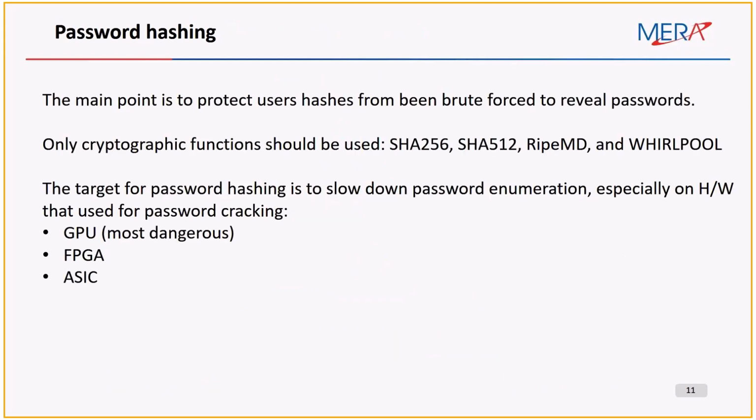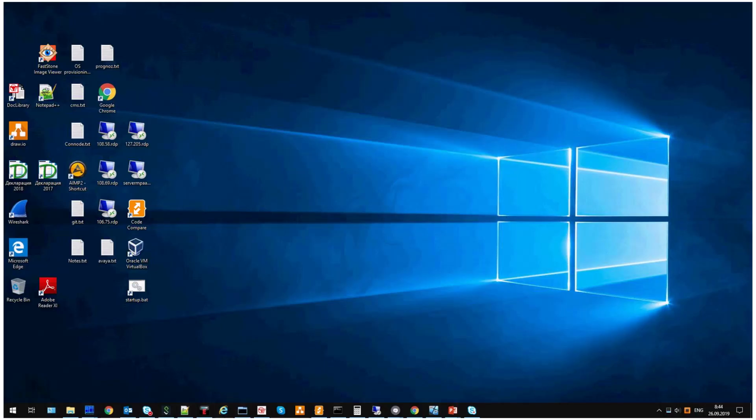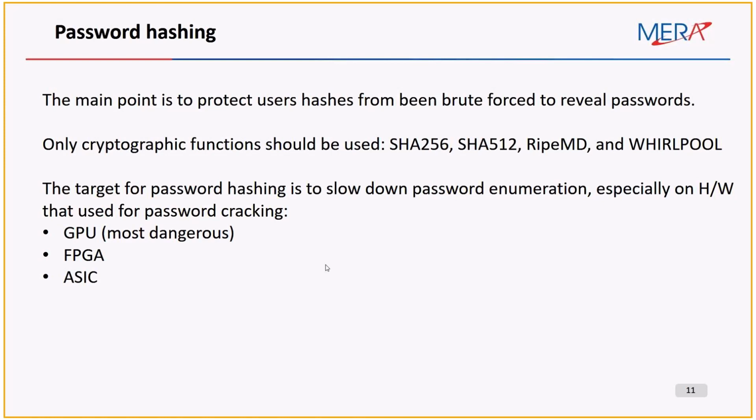Okay, let's talk about password hashing. The main point to protect user hashes from brute force to reveal the password is to use cryptographically protected functions. It should be SHA-256, SHA-512, RIPEMD, and Whirlpool. Non-secure hash functions, and there are a lot of them, should not be used for password hashing, because they have a lot of conflicts or collisions during hash creation. They could have any other issues.